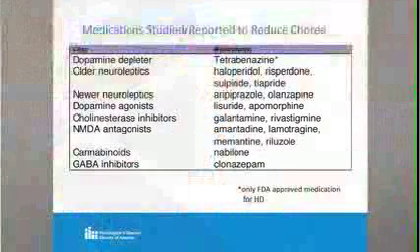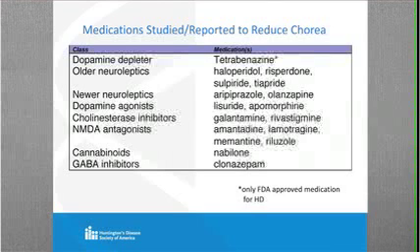These are the classes of medicines and some examples of what are typically used to treat chorea. Dopamine depleting agents, and tetrabenazine is the only FDA-approved medication in the U.S. for chorea and for Huntington's disease. Older neuroleptics, such as haloperidol, risperidone, and some others are commonly used as well. Some of the newer neuroleptics have been studied in Huntington's disease and can be effective in chorea, such as aripiprazole or olanzapine.